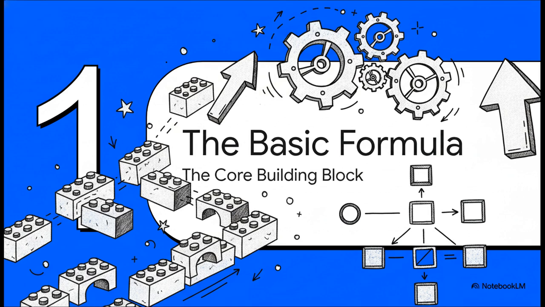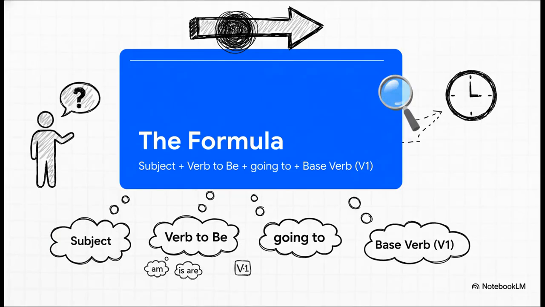We need to look at its core building block. You'll see that every single sentence using be going to is built on one simple, really powerful formula. And here it is. It's always these four parts. You have your subject, then the right form of the verb to be, that's your am, is, or are, followed by the phrase going to, and then you finish it with a simple base verb. That's it. That's the whole structure right there.